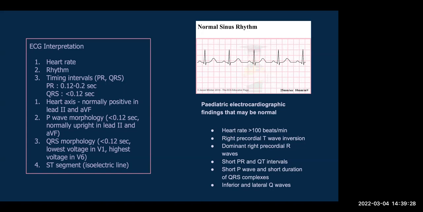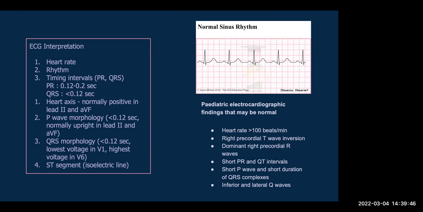And then we look at the heart axis and the P wave morphology. Is there any absence or presence of P wave? If there is presence, it indicates the sinus rhythm. And then the QRS morphology, and lastly the ST segment, which is supposed to be an isoelectric line.